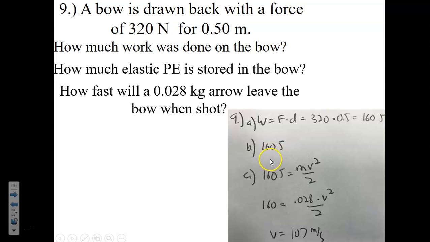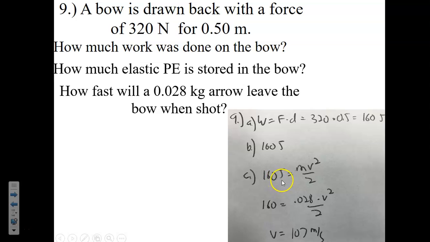And the next question is, how fast will an arrow leave the bow when shot? So what I'm going to do is say that the energy that's stored in the bow is going to become kinetic energy of the arrow. So that arrow is going to leave with 160 joules of energy. Now, realistically, not all of that energy is going to get transferred to the arrow. Some is going to get lost, but we're looking at ideal situations here.